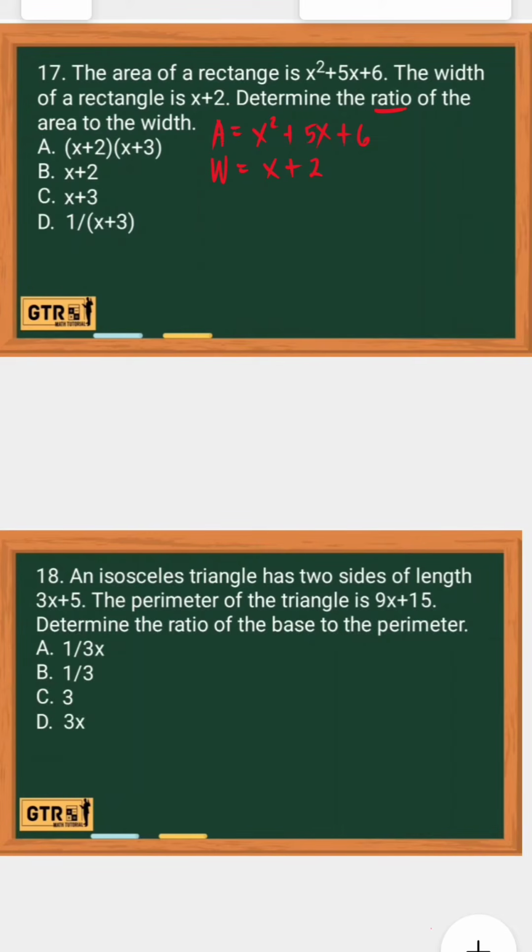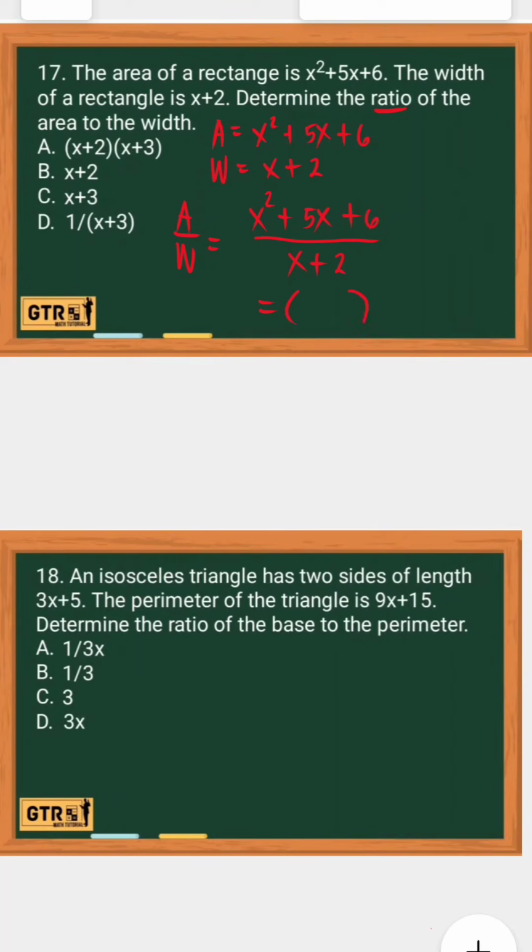Okay, so therefore the ratio is area divided by the width. So we have x squared plus 5x plus 6 divided by x plus 2. To simplify this, since the numerator is a quadratic trinomial, all we have to do is factor. So factor x squared plus 5x plus 6. Usually, one of the factors is in the denominator.